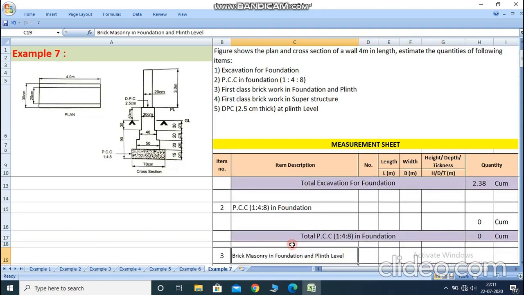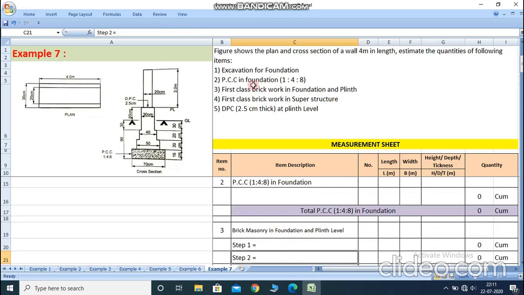Now we start the second item calculation, the PCC work in foundation. The PCC work is provided over the 4 meter length of the wall, and the length is already given in the plan. The number of walls is 1, the length is 4 meter, and the width is 70 centimeter, which converted into meter is 0.7 meter, the width of the PCC work.